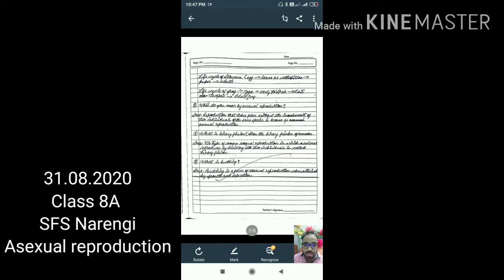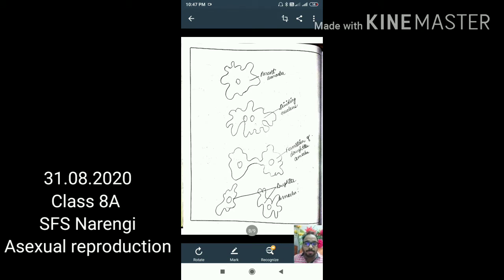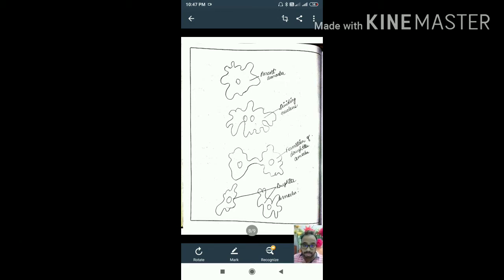With respect to this, we have the parent amoeba. You can see the diagram. This is the parent amoeba, and then the nucleus starts dividing. Once the nucleus starts dividing, you get the formation of daughter amoeba. After that we get two daughter amoeba, and we get two nuclei. First we had one nucleus, one parent amoeba. So this is called binary fission. Fission means splitting into two, and binary means two. So binary fission takes place in amoeba. The first step is the parent amoeba, the second step is the dividing nucleus, the third step is the formation of daughter amoeba, and the fourth step is the formation of two daughter amoeba.